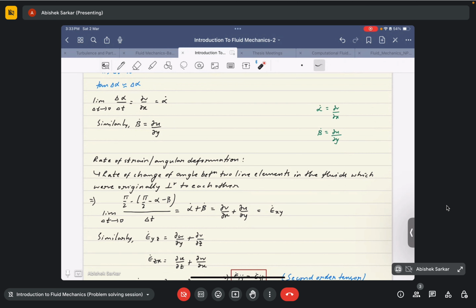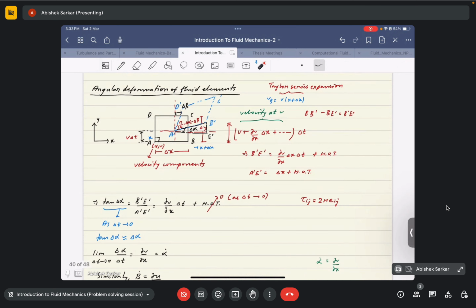Then the rate of strain or angular deformation is given by the rate of change of angle between the two line elements in the fluid which were originally perpendicular to each other. I hope you are able to correlate this definition with the derivation that we just did. If you go back to our diagram, we considered initially a rectangular element, and we considered two line elements which are initially perpendicular to each other, right? And then we found out the rate at which these line elements deform with respect to their original positions, and then found the rate of change of angular displacements of these line elements.